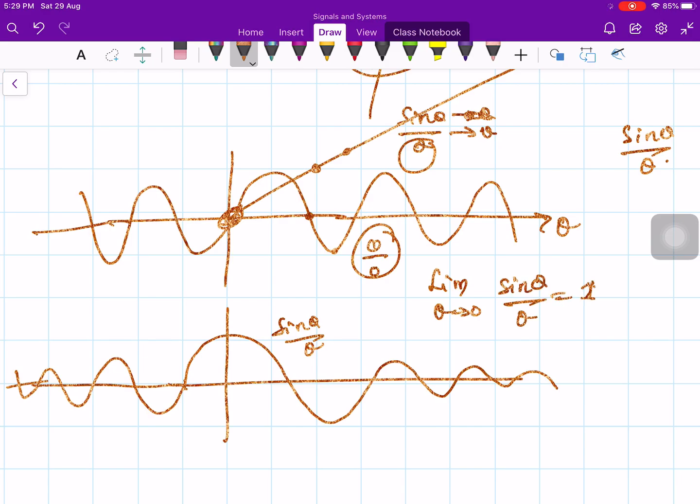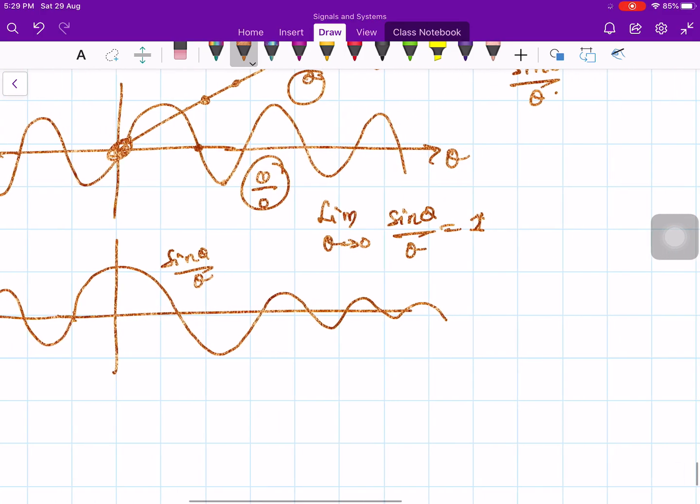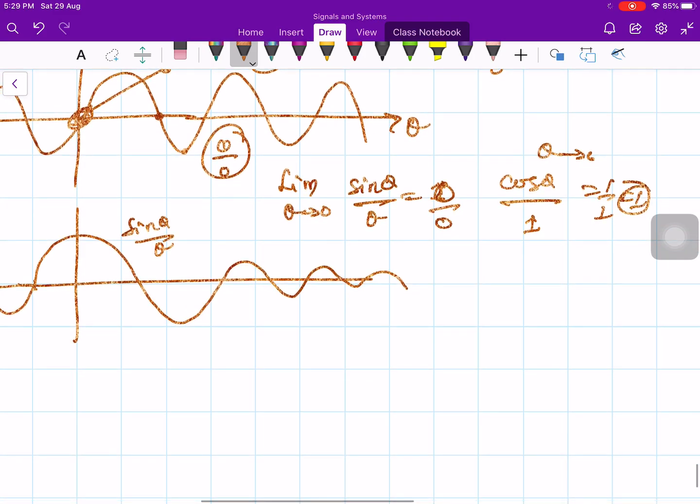Take the derivative both in the numerator and the denominator, since it comes in the 0 by 0 undetermined form. The derivative of the numerator becomes cos theta, the denominator becomes 1. Now substitute theta equals 0, then you will get 1 by 1, which is 1 in the limiting sense. So when you divide sine theta by theta, you get a curve like this. So this is sine theta by theta.